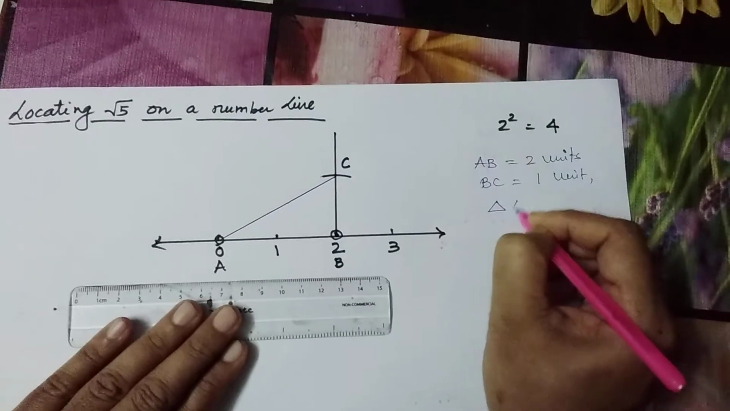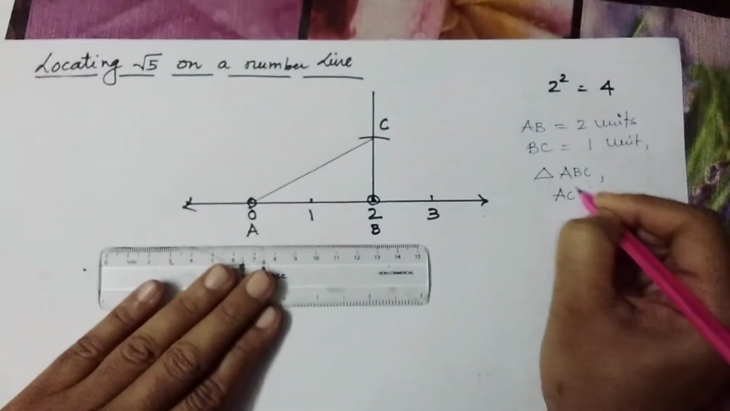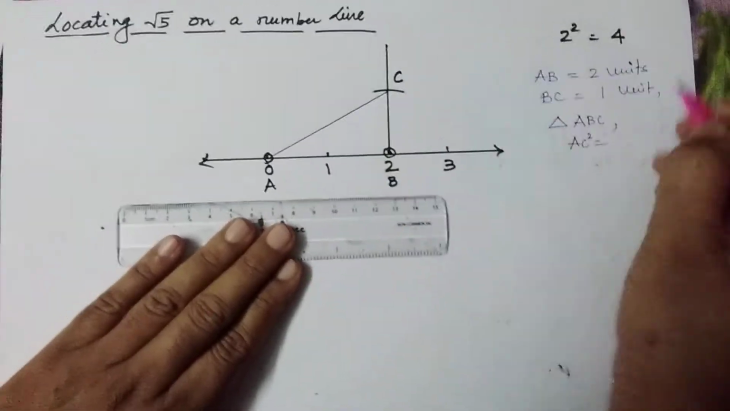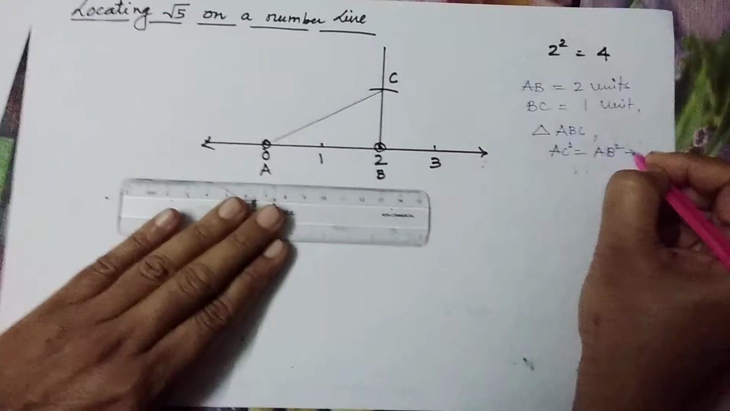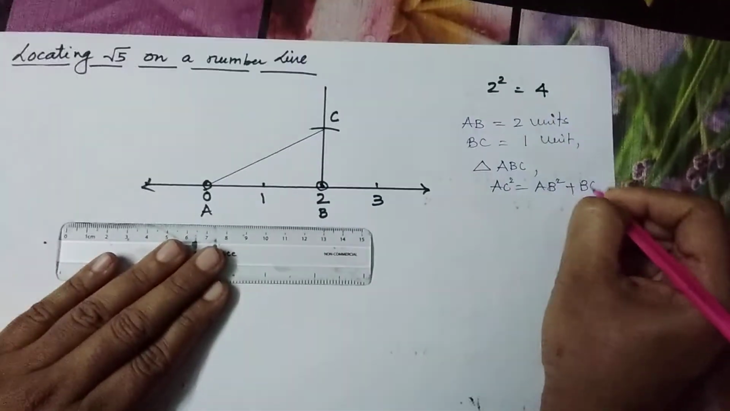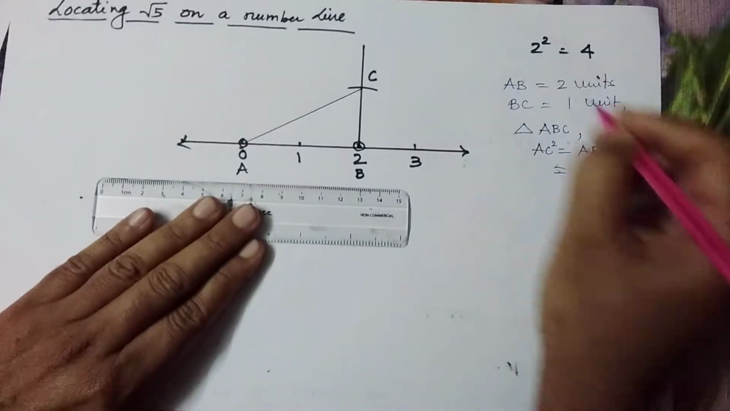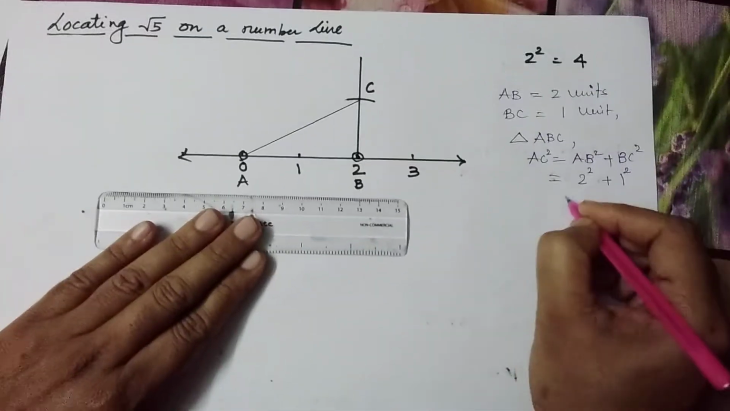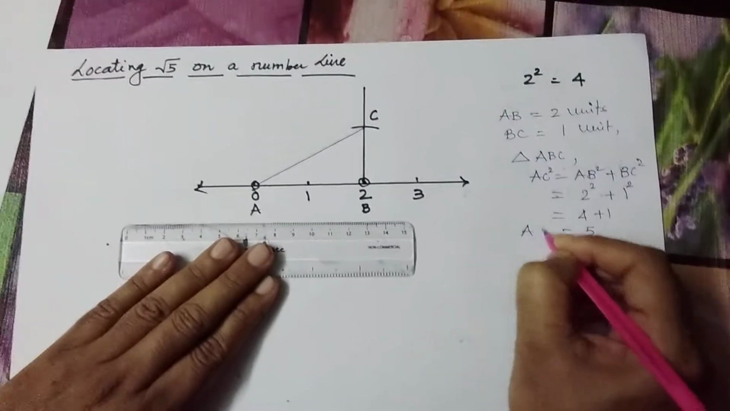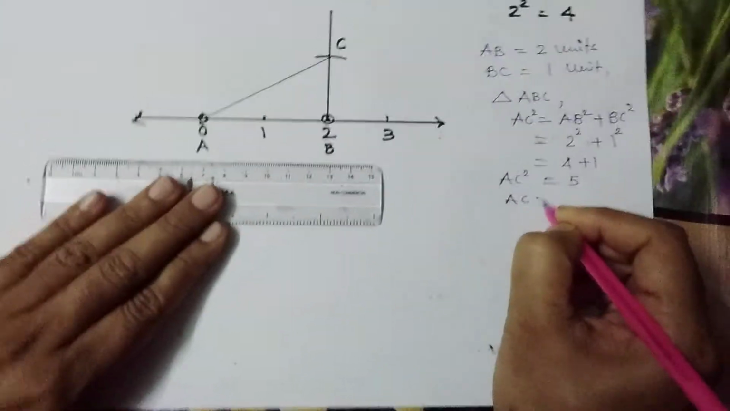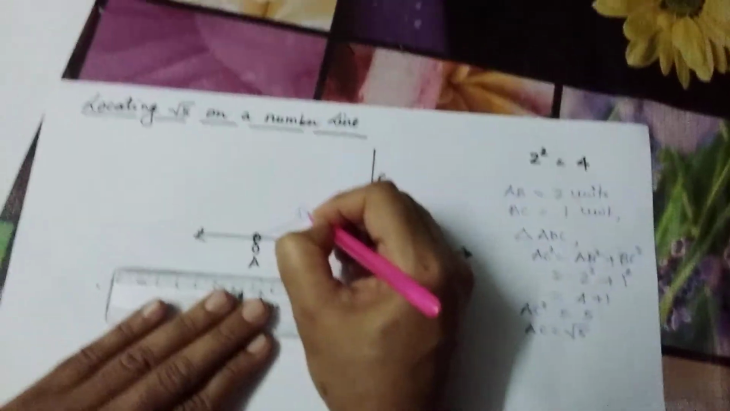Therefore, in triangle ABC, by Pythagoras theorem, AC square, that is the hypotenuse square, is equal to the base AB square plus the perpendicular BC square. AB we have taken as 2 units, therefore 2 square. BC we have taken as 1 unit, therefore 1 square. The total comes to 4 plus 1, that is 5. AC square is equal to 5. So AC is equal to square root 5. This hypotenuse length is square root 5.